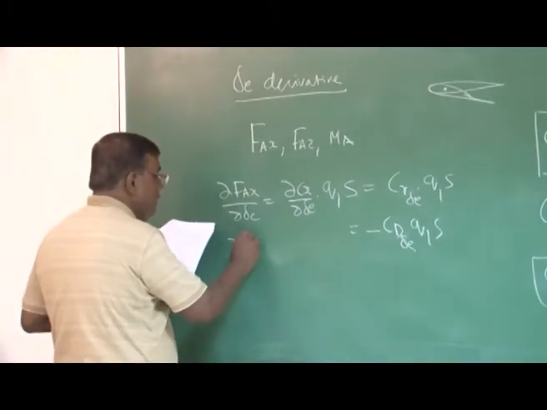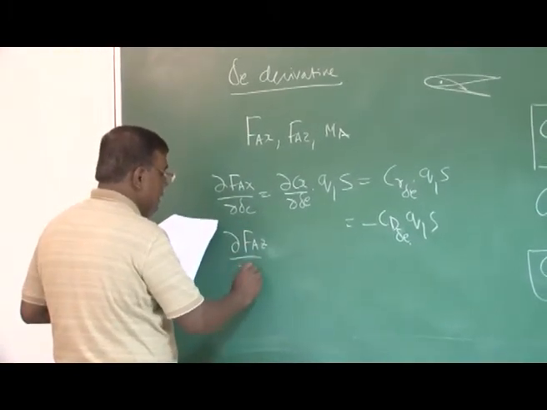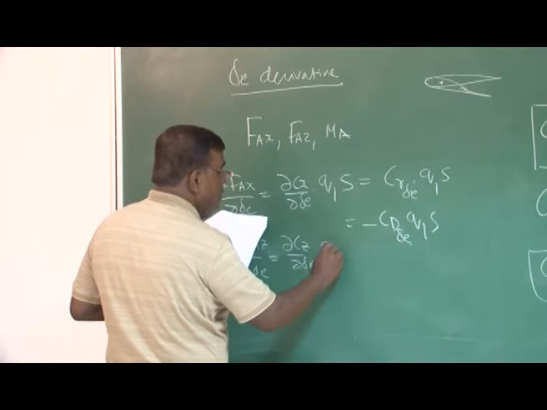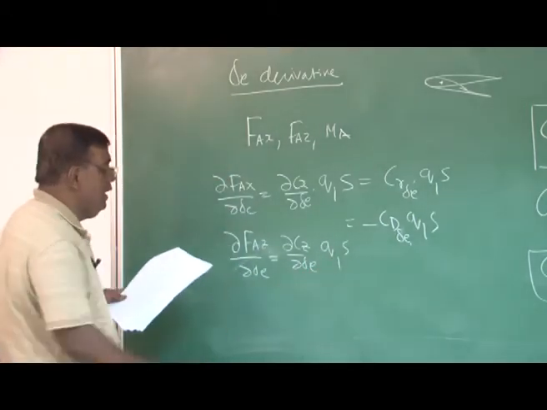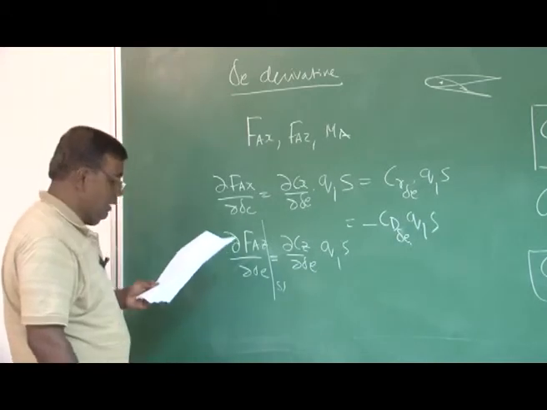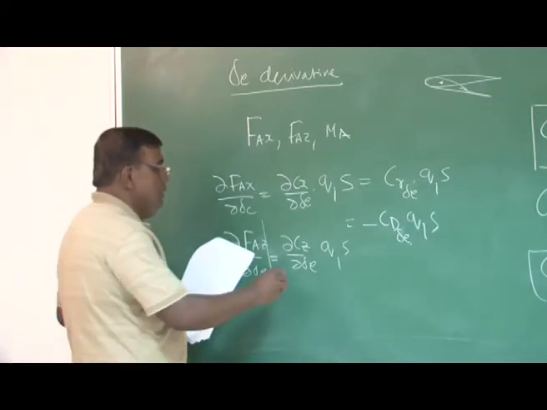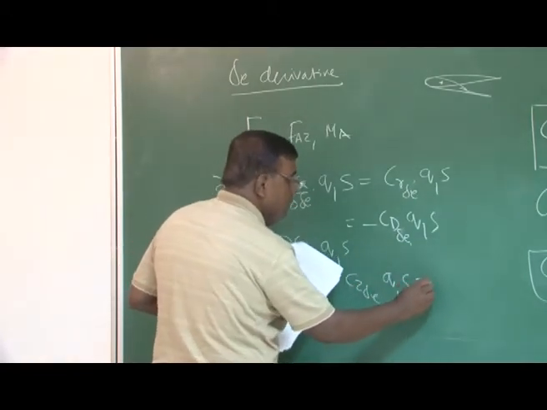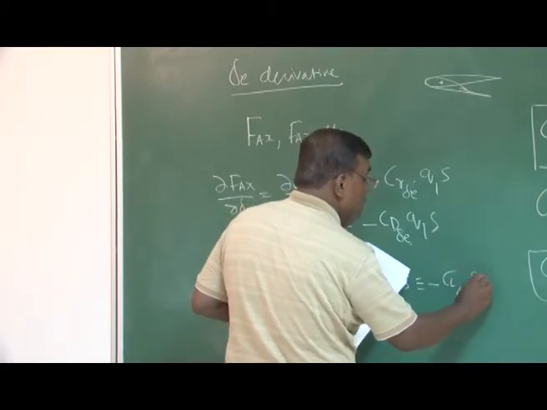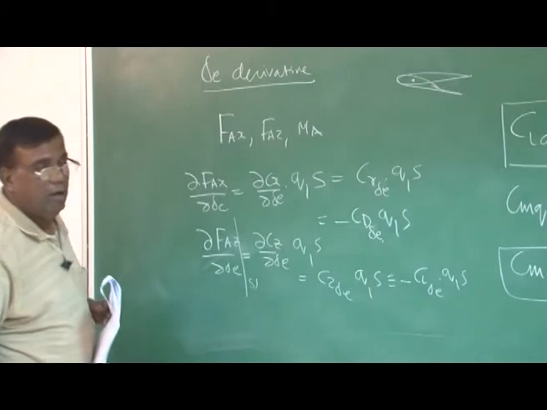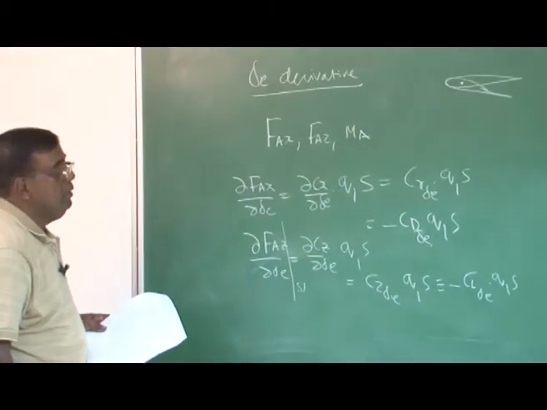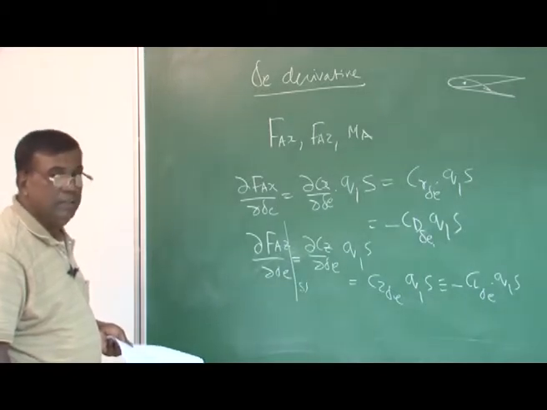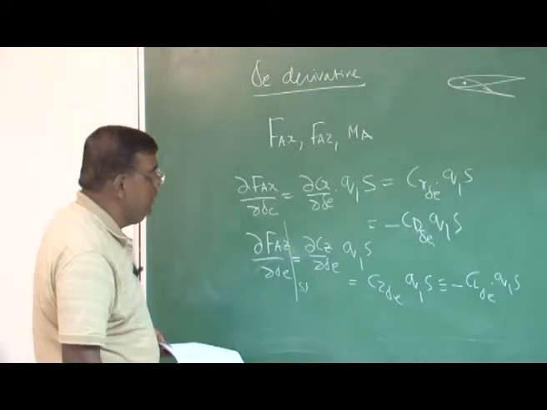Similarly, if I want to find dF_AZ by d delta E, this will be dC_z by d delta E Q1 S. It goes without saying that 1 means steady state, because these are to be evaluated at steady state, and I am sure you understand this is equal to C_z delta E into Q1 S, and this is minus C_L delta E into Q1 S, because C_z and C_L are of opposite sign for small perturbations. And what is C_L delta E? You know, if I deflect the elevator, how much C_L it will generate, right. So, these are not very difficult things.